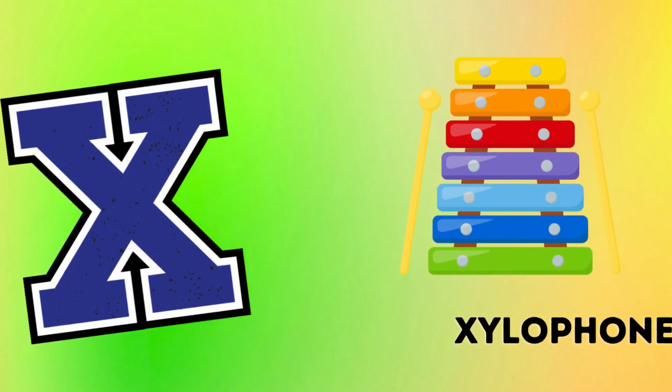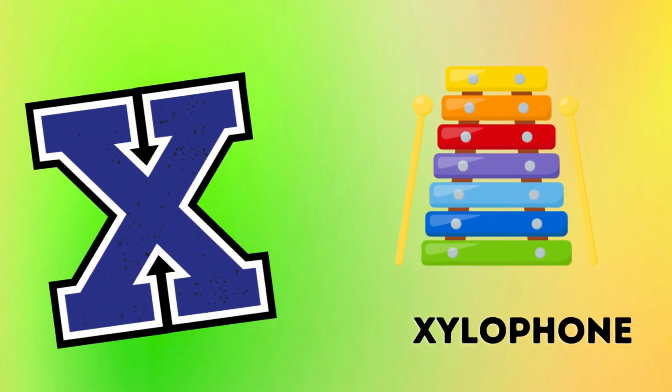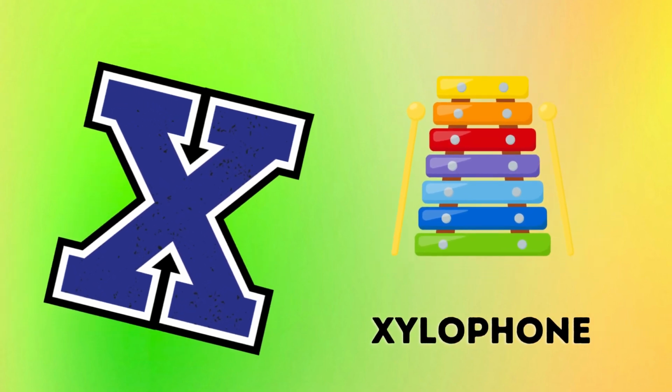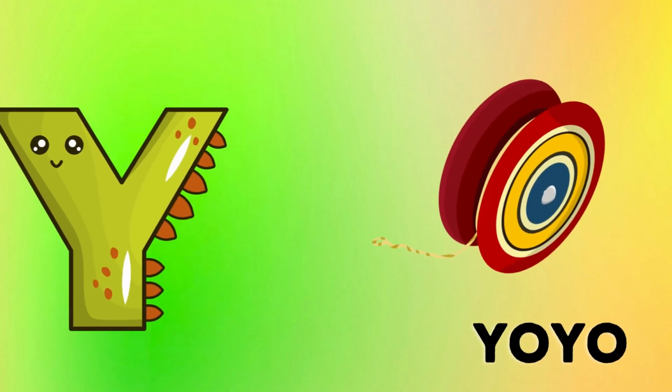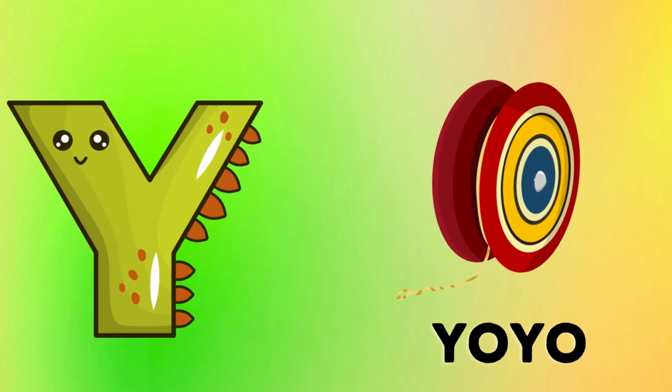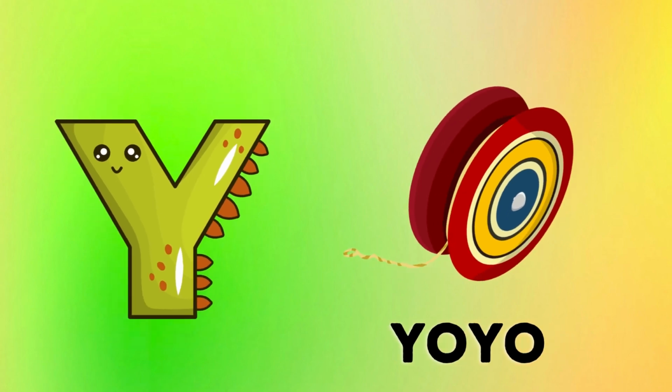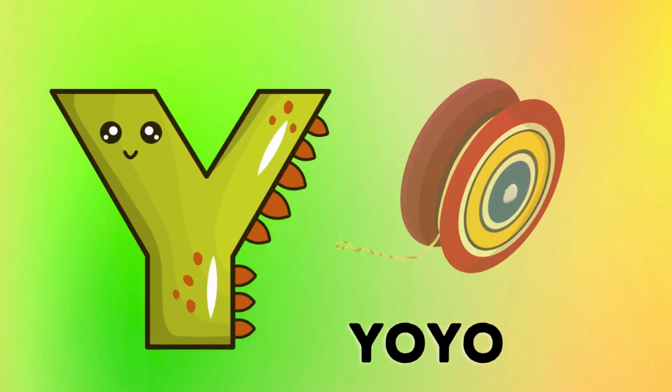X is for xylophone, X, X, xylophone, X, xylophone. Y is for yo-yo, Y, Y, yo-yo, Y, yo-yo.